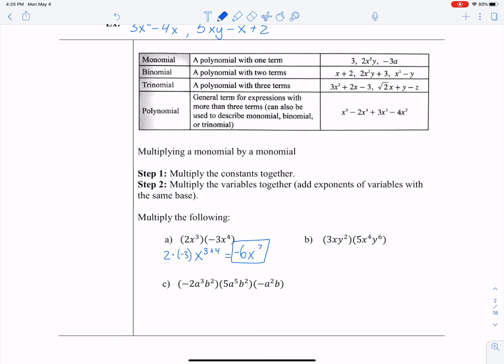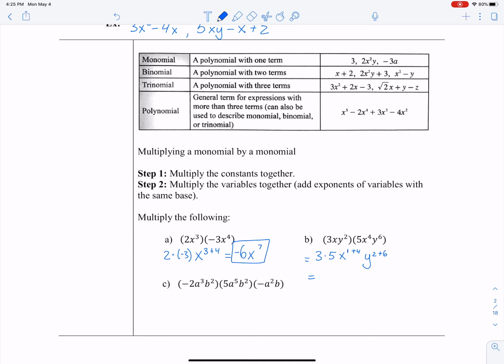My next example, here I have a 3 base and a 5 base. So those are two numbers, not the same base, so I can multiply them together. Then I have x's that I can combine, and I have y's that I can combine. So I get 3 times 5. X, now there's nothing written on this x, so that means it has an exponent of 1. And then I'm going to add it to the 4. For my y, I have a 2, and I'm going to add it to my 6.